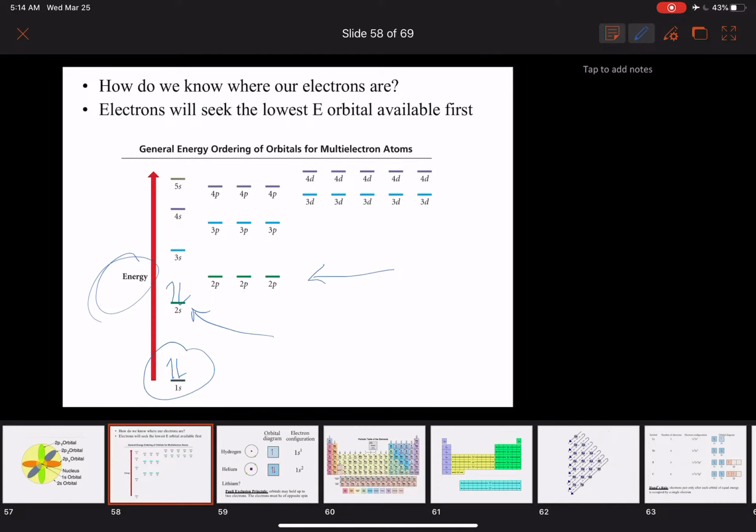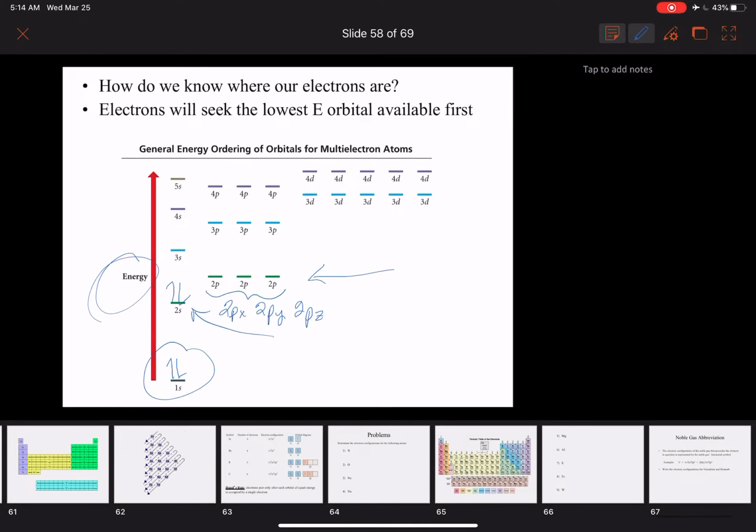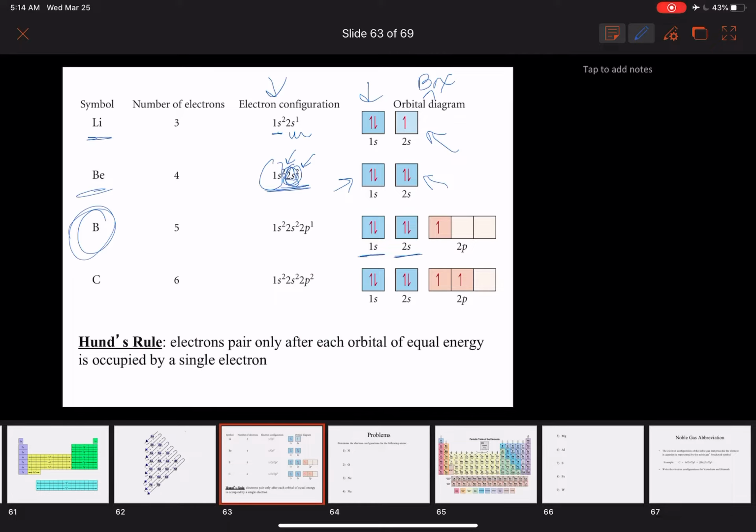Now we could also write these 3 right here as 2px, 2py, and 2pz, but the diagram chose to just go easy on us and put that there's 3 p's there. Now you guys can see that those all sit at the same energy level. So we can think of those as triplets right there.